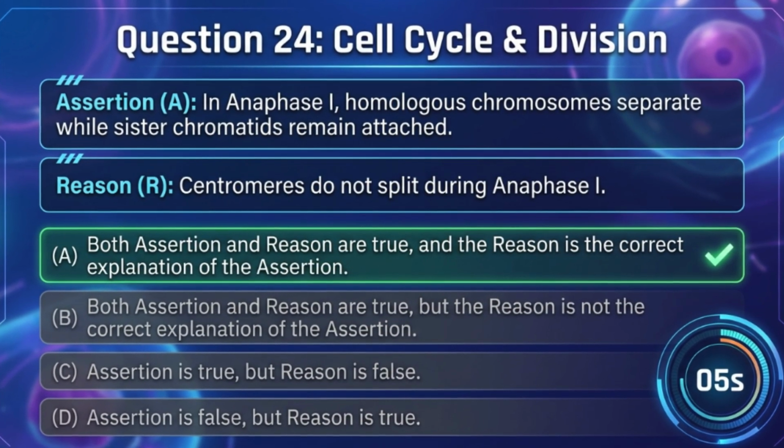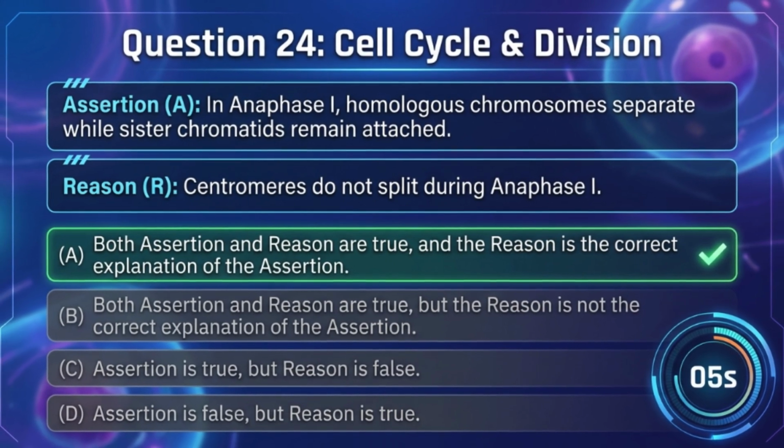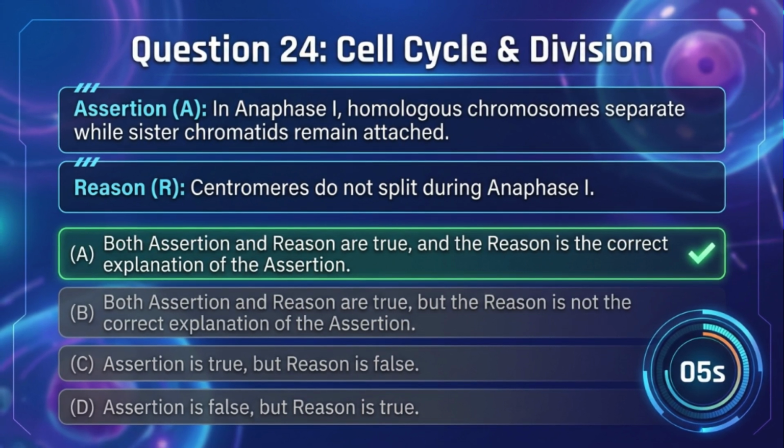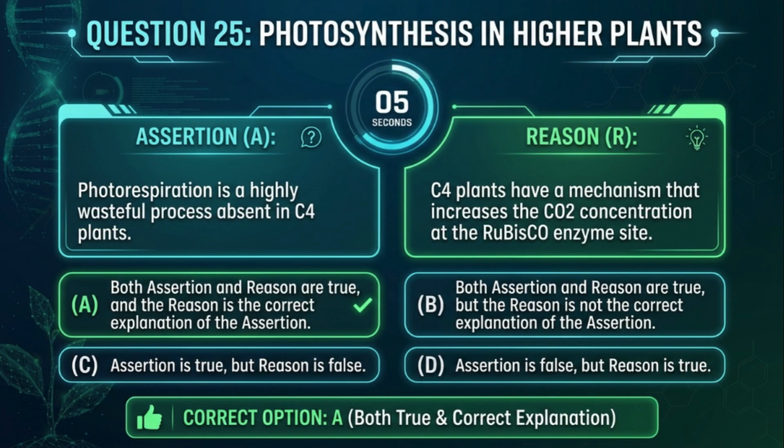Question 24. Cell cycle and division. Assertion A: in anaphase 1, homologous chromosomes separate while sister chromatids remain attached. Reason R: centromeres do not split during anaphase 1. 3, 2, 1. Homologous chromosomes separate in anaphase 1, leaving sister chromatids attached. Why? Because the centromere does not split. Centromere splitting is delayed until anaphase 2. Option is A.